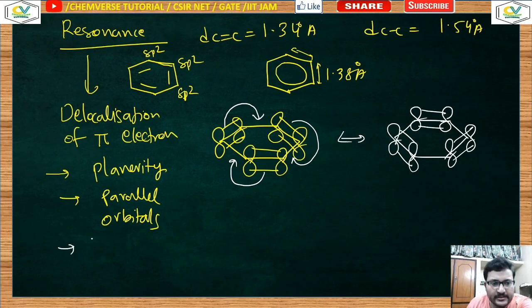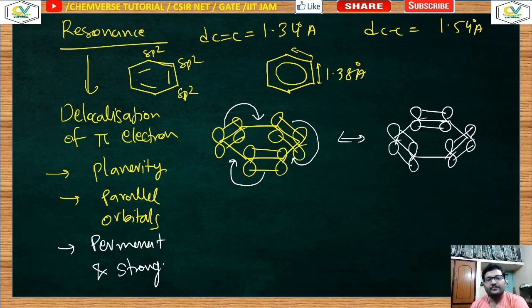It's a permanent effect. It's a permanent one, and it's a strong effect as well. Okay. Now the resonance is not diminished or decreased over the chain. So as long as a conjugation is present, resonance will remain intact. There will be no change in the strength of the resonance, or the effect will not alter.